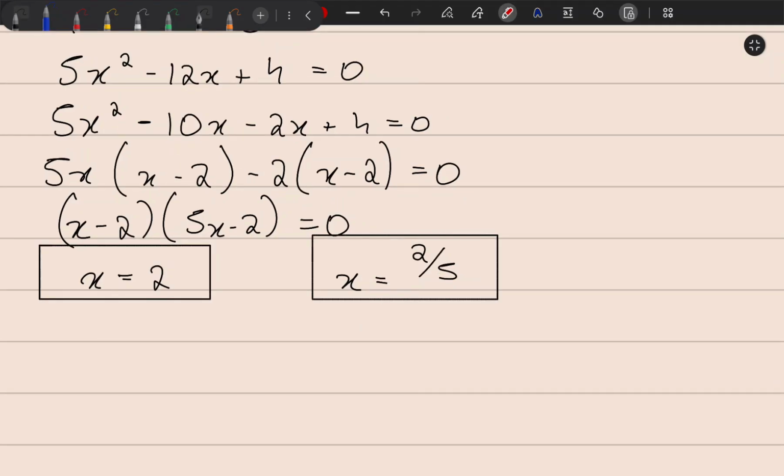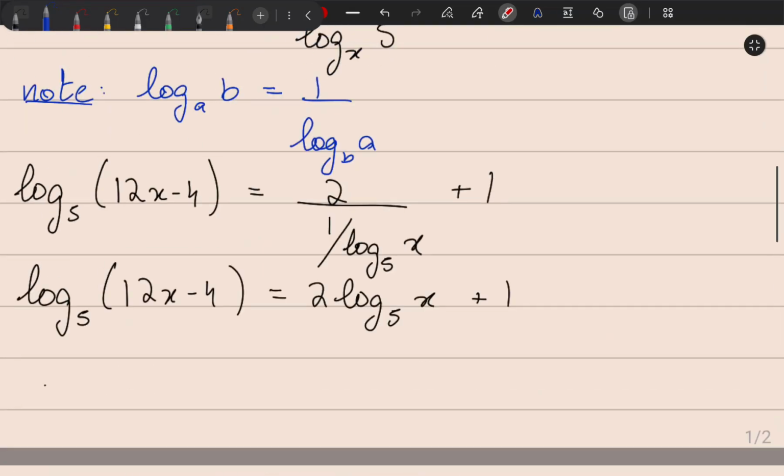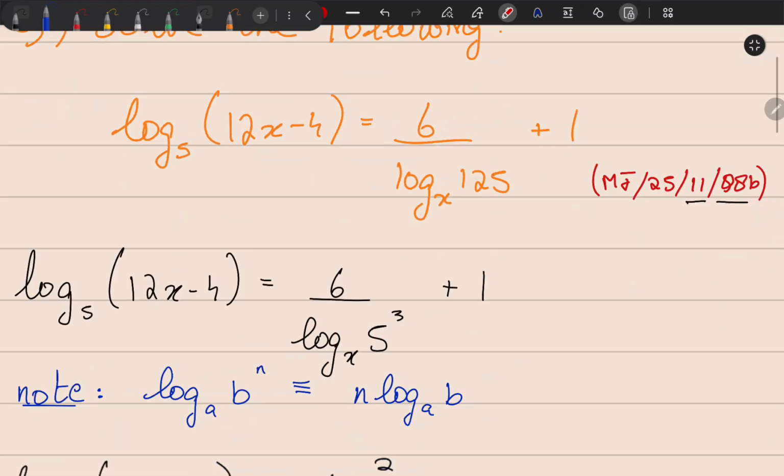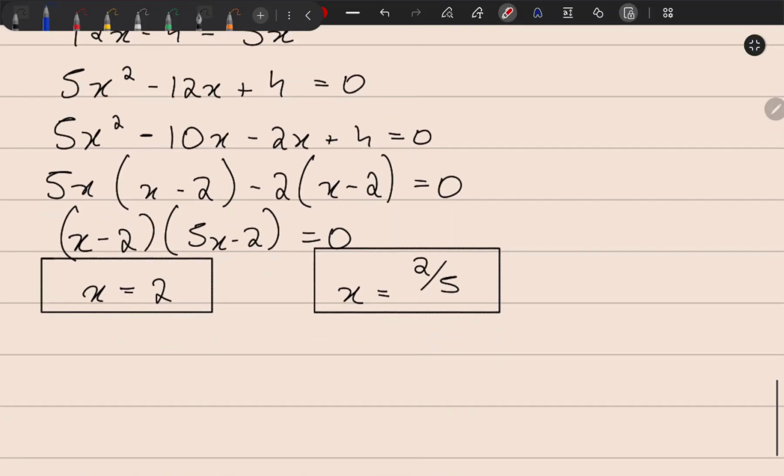Now we're technically done with the question. However, it's always good practice to see if we have any constraints in the question. So let's move up and take a look at the question again. The question states that log base 5 of 12x minus 4 is equal to 6 upon log base x of 125 plus 1. This all makes sense. However, I want to draw your attention towards this. The argument of a log can never be negative. So 12x minus 4 always has to be greater than 0. So let's solve that and see what we get for x.